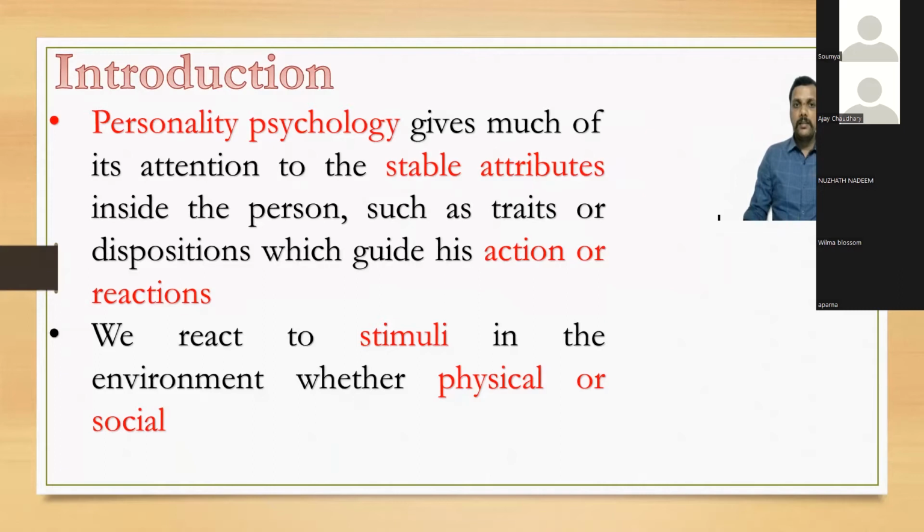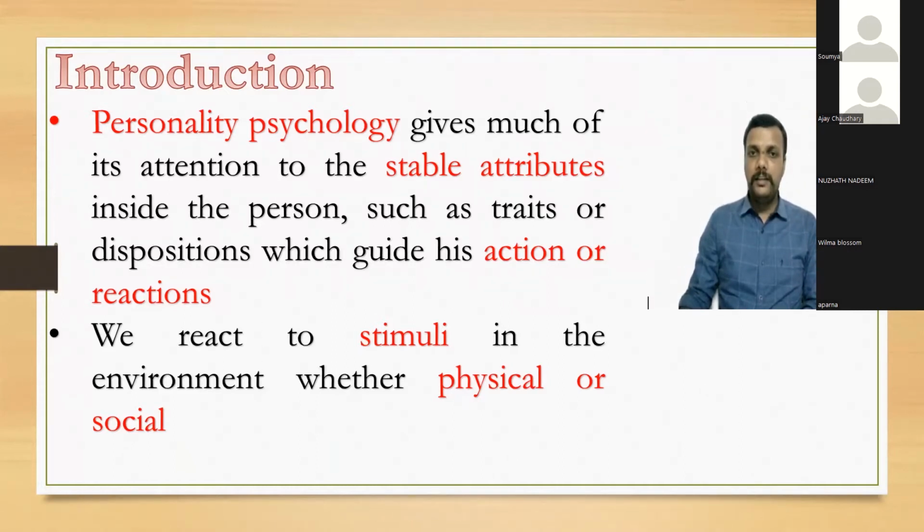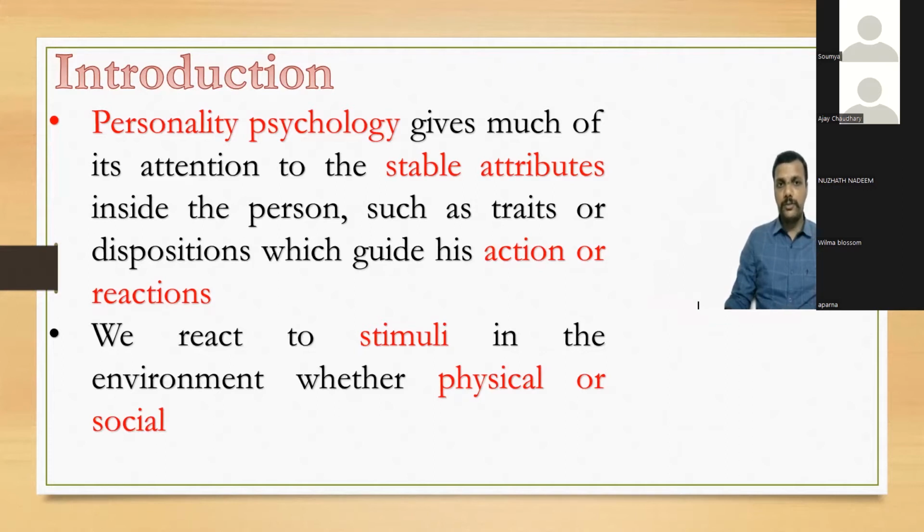So personality psychology gives much of its attention to stable attributes. It doesn't depend on whatever is changing very rapidly. It depends on whatever are stable attributes inside a person, such as traits or dispositions which guide his action and reaction. As I said previously, how his action or reaction depends on the stable attributes, how these stable attributes are determining his action or reaction, and how that in turn decides his personality.